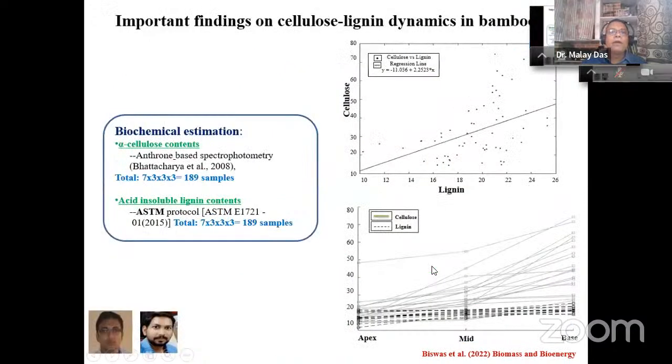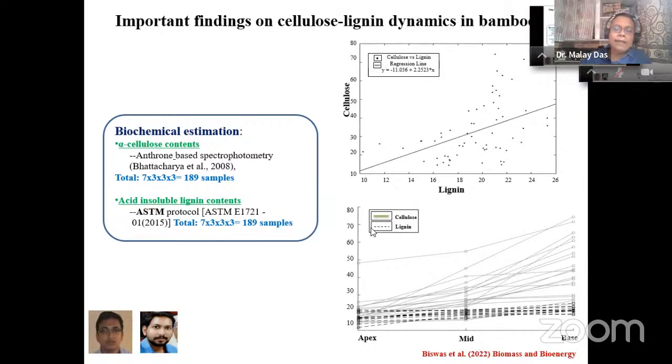And then what we did is that in addition to this kind of anatomical parameter, we also went for biochemical estimation. And by using this anthrone-based alpha cellulose method, we measured the alpha cellulose content in all the 7 species, and for all these species we had taken tissues from 3 different regions of the internode, that is the apical part of the internode, then the middle part of the internode, and then the basal part of the internode.